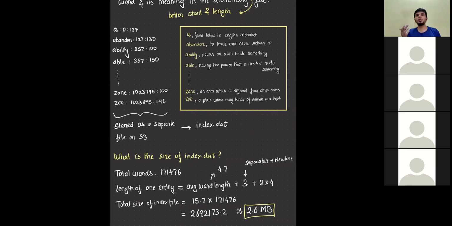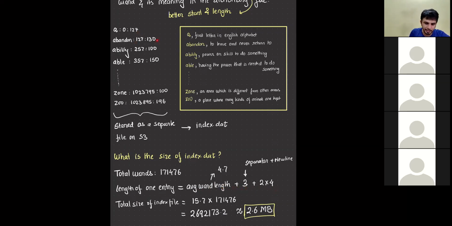So let's say you want to measure how big our index.dat file would be. The total number of words in the dictionary is 171K, close to 200K words. We said that the length of one entry is nothing but the average word length plus two separators and a new line. Let's say this is exactly how we store the data. So average word length plus 3 plus 2 into 4.